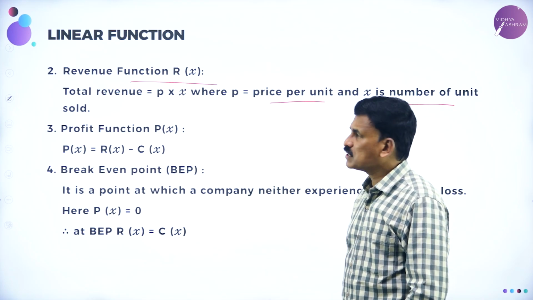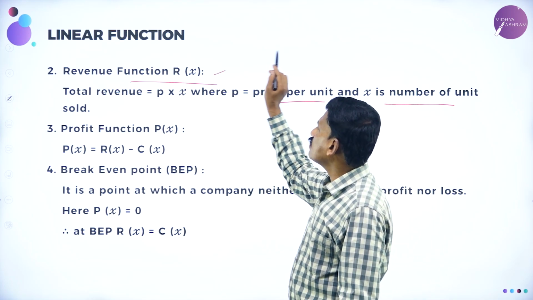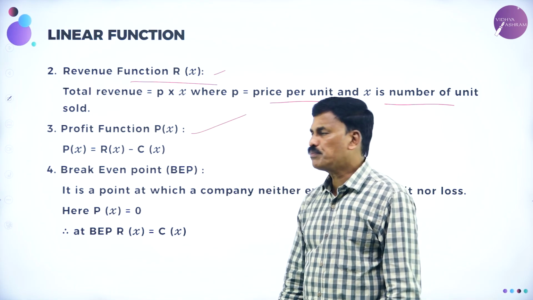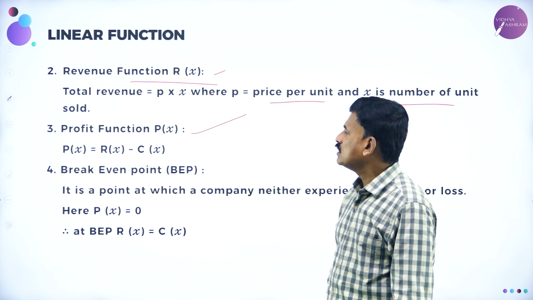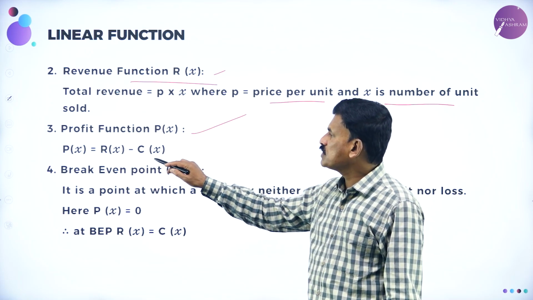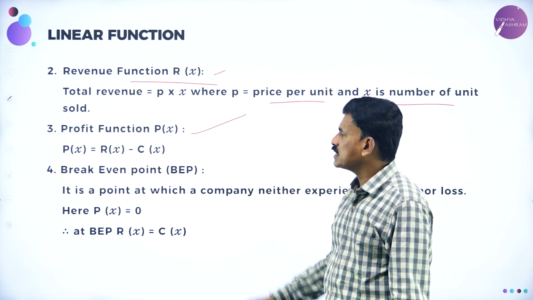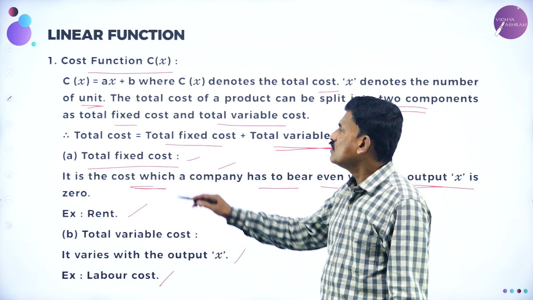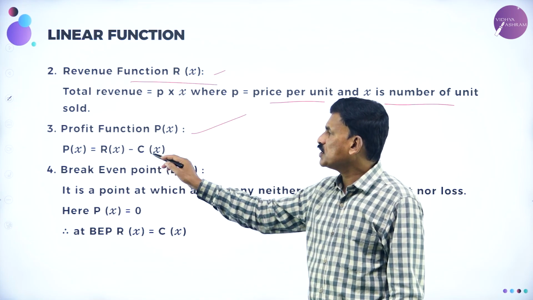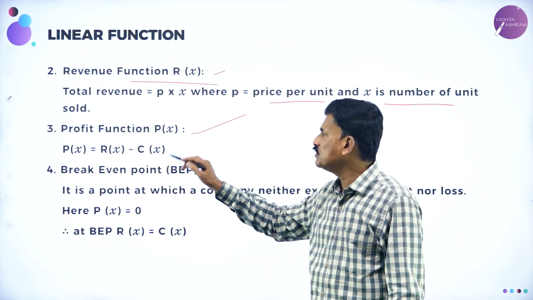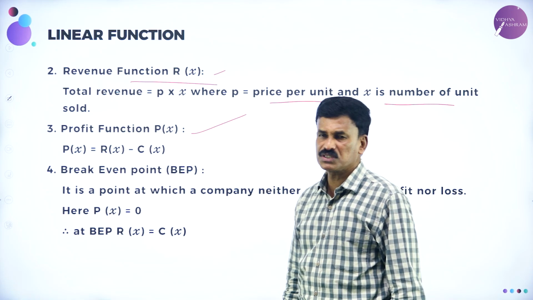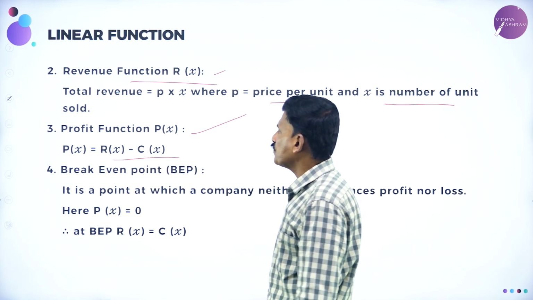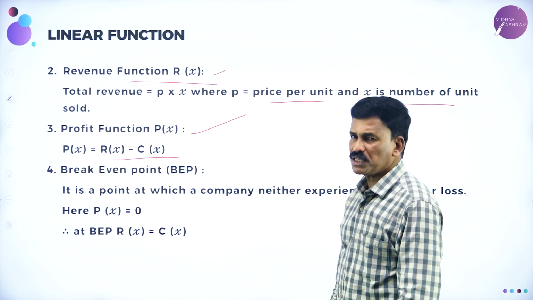Now, the profit function, P of x. R of x is called the revenue function, and P of x is called the profit function. The profit function is nothing but the difference between R of x and C of x. What is R of x? R of x is the revenue function. What is C of x? The cost function. The difference between the revenue function and the cost function will give the profit function. So, P of x is equal to R of x minus C of x, that is, revenue function minus cost function.